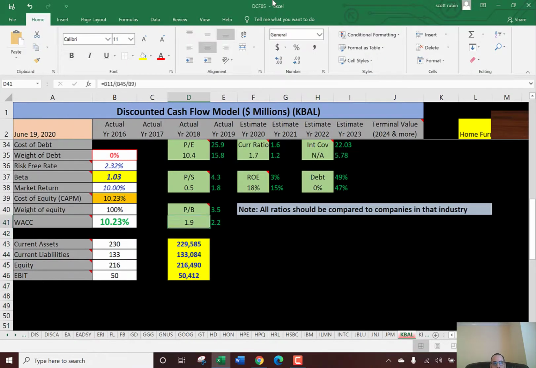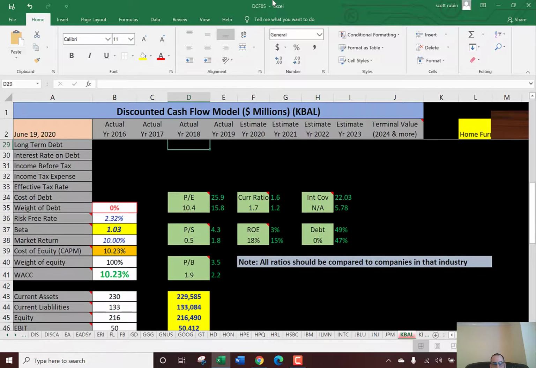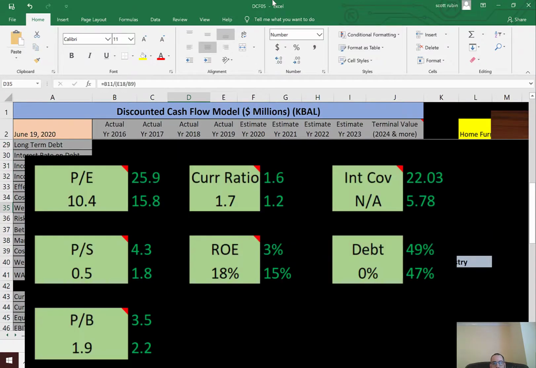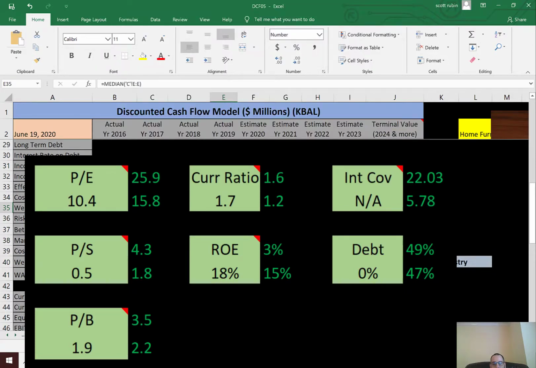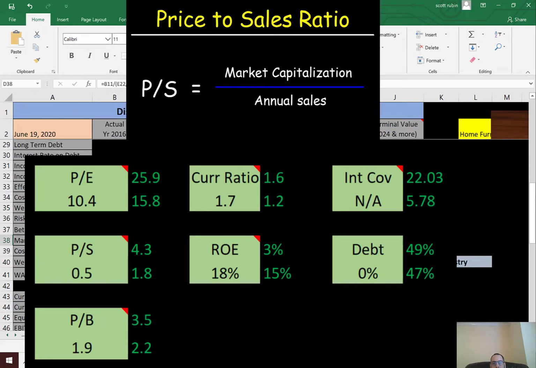So now we have the ratios. Let's look at that PE. They have a good PE. It's under 15, which is what I like. The average market PE is 26, and the median PE of the market is 16. They also have a good price to sales ratio. That's 0.5. The average is 4.3, and the median is 1.8. That's price of stock over sales per share.